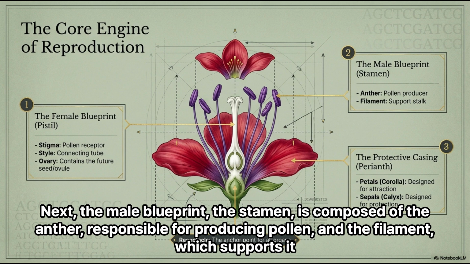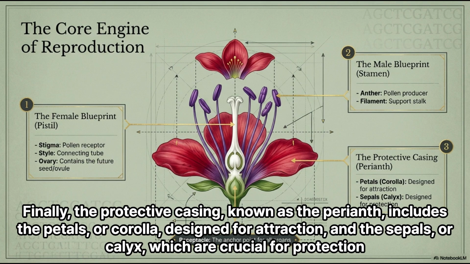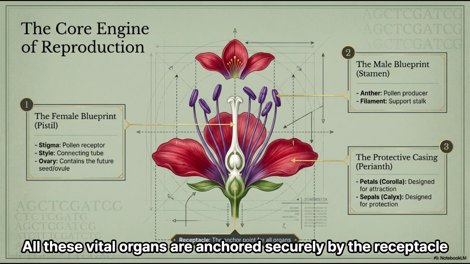Next, the male blueprint, the stamen, is composed of the anther, responsible for producing pollen, and the filament, which supports it. Finally, the protective casing, known as the perianth, includes the petals, or corolla, designed for attraction, and the sepals, or calyx, which are crucial for protection. All these vital organs are anchored securely by the receptacle.